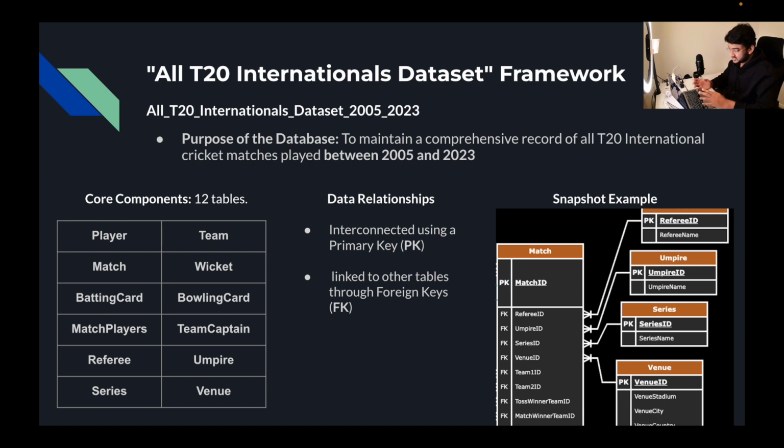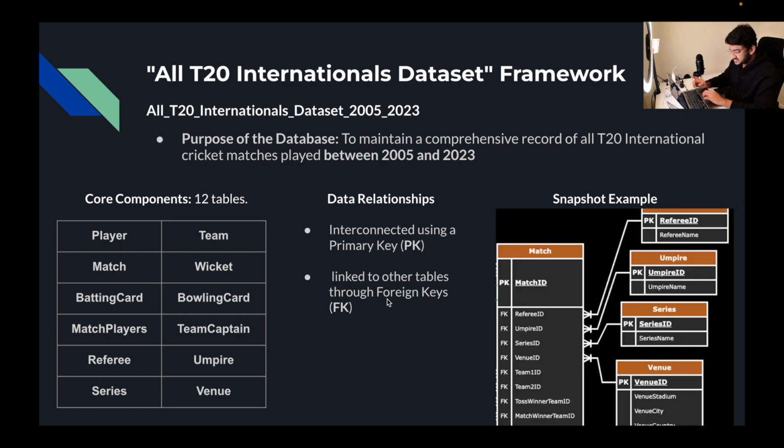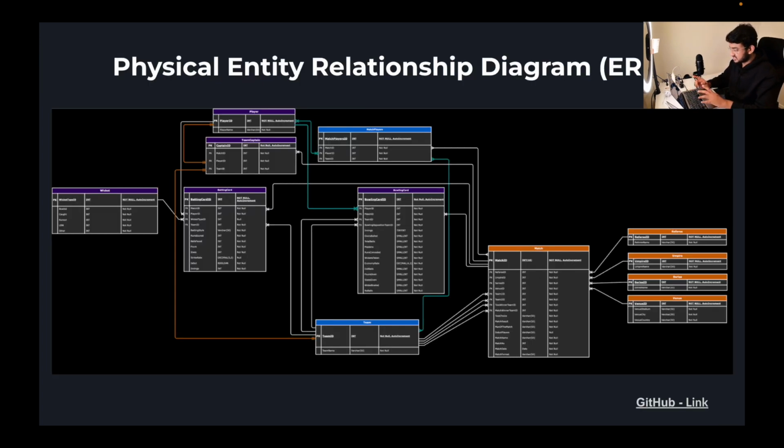Moving to the next slide, we have 12 different tables, from player data to team data, match data, batting card, bowling card, and a few other tables. These 12 tables are interlinked with each other with primary keys and foreign keys. Moving to the next slide, this is the physical ERD which I built. There are 12 different tables and all of them are interlinked with each other.